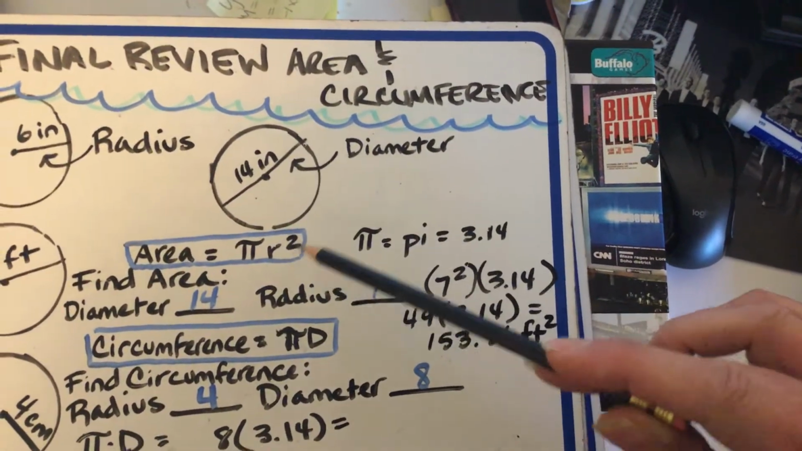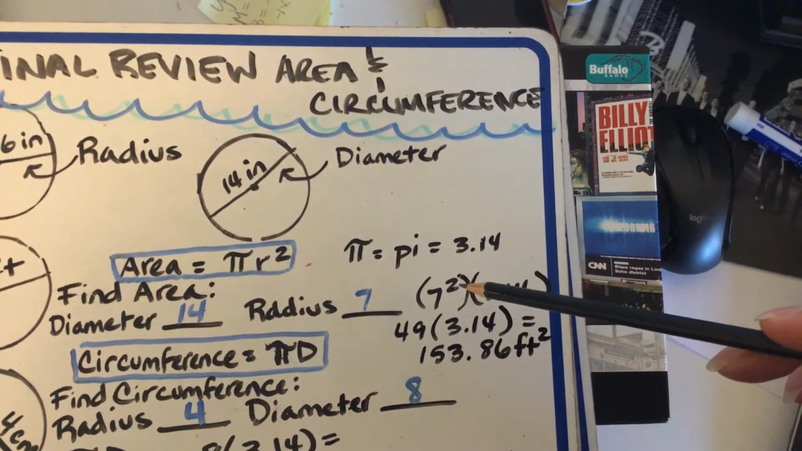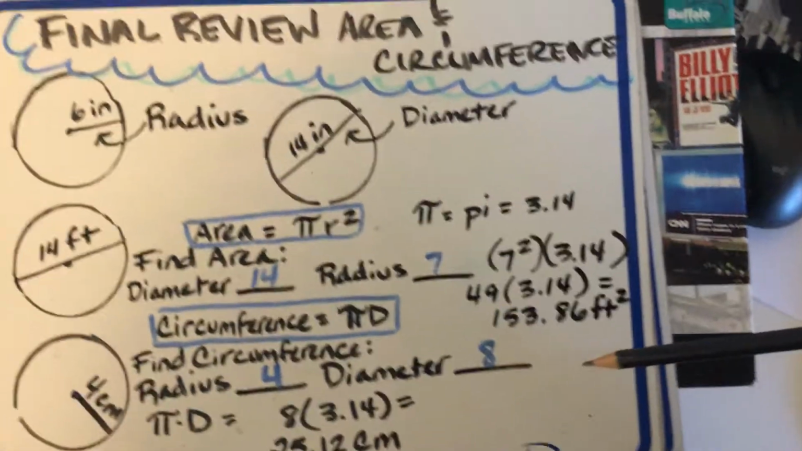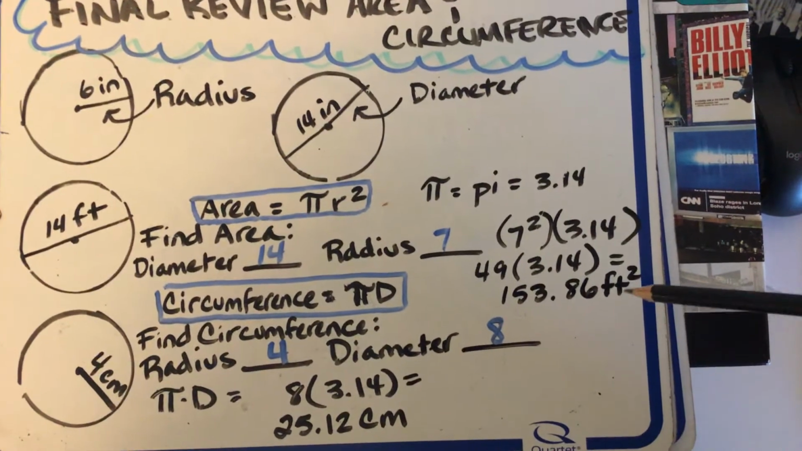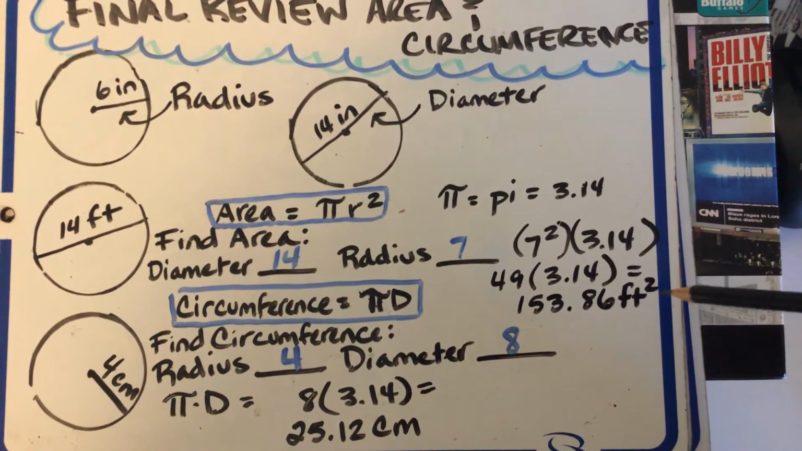7 squared, remember you always do exponents first. 7 squared means 7 times 7, which is 49. Then times it by 3.14. And I will get 153.86 and then feet squared. Or you could say square feet if you didn't have the exponent.